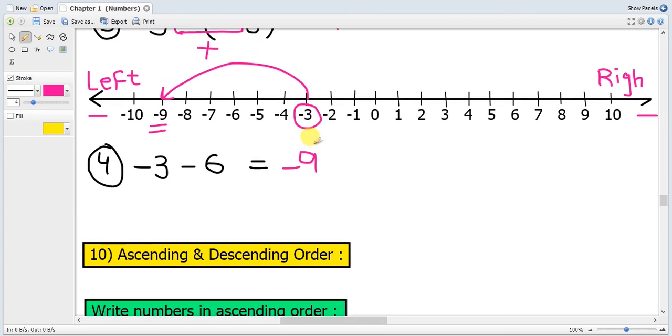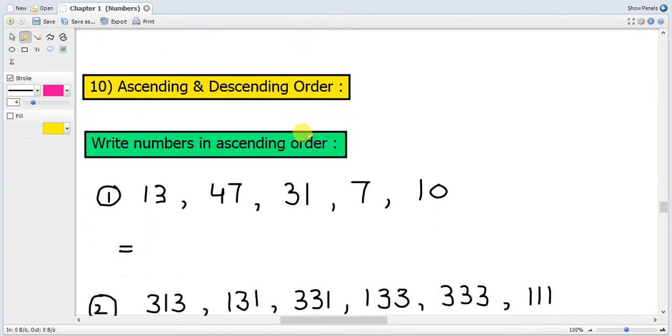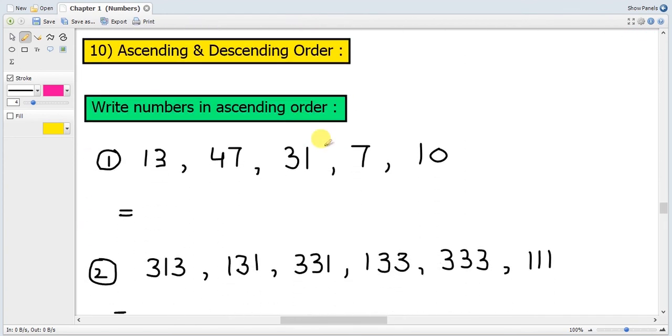Okay, here comes to an end of this topic. The next concept is ascending and descending order. Write numbers in ascending order. So now what is the ascending order? Ascending order means increasing order, right?